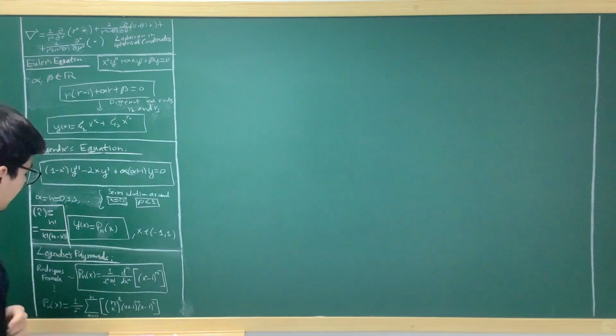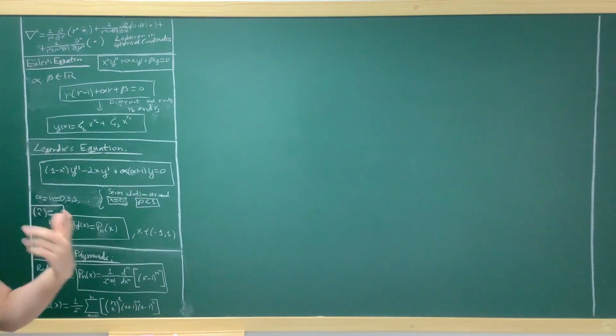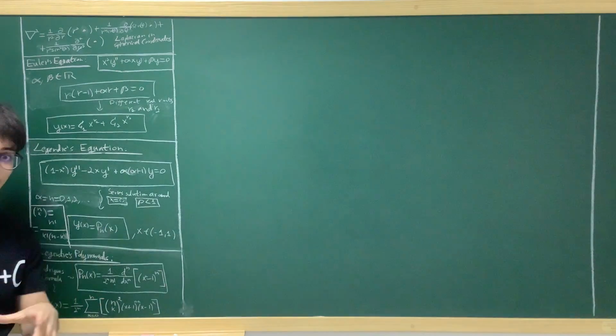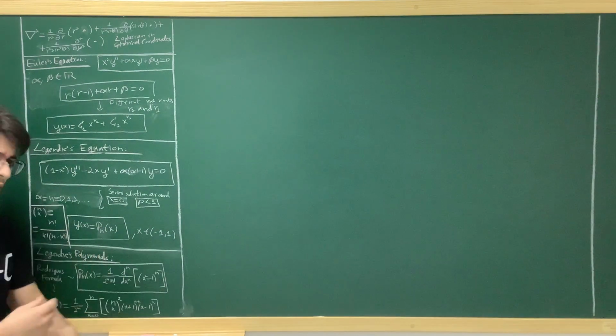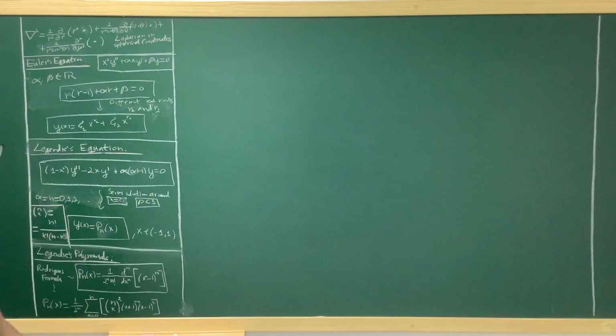So this just tells us that Pn(x) is just 1 over 2 raised to the nth power times n factorial, and the nth derivative of this term here, which is just x squared minus 1 raised to the nth power. Remember, n can be 0, 1, 2, 3, and so on.